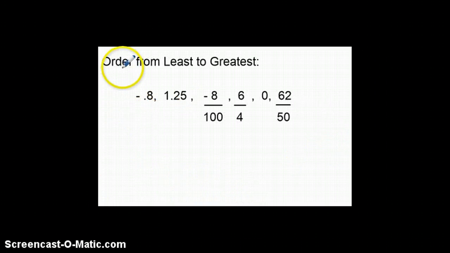Okay, now we're going to look at ordering. We're going to order from least to greatest. Remember, least means smallest, and then greatest means larger. So we're going from the smaller number to the larger number. Okay, let's look at our numbers. We have negative 0.8, positive 1.25, negative 8 over 100, positive 6 over 4, a 0, and 62 over 50.